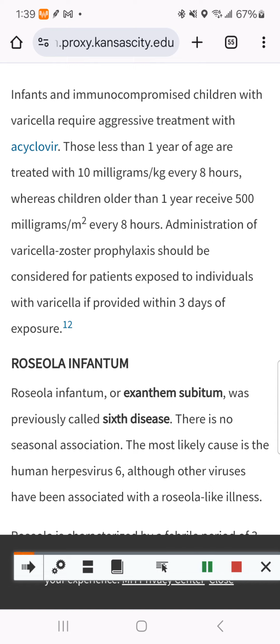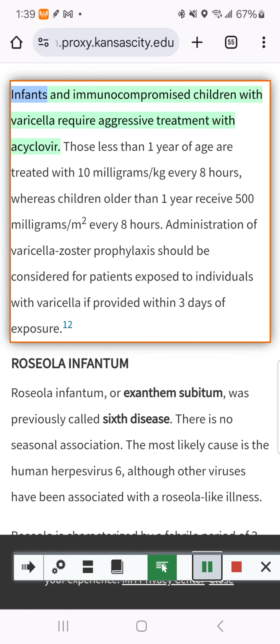Introduction. This chapter describes disease processes in children for which dermatologic symptoms are a prominent feature.